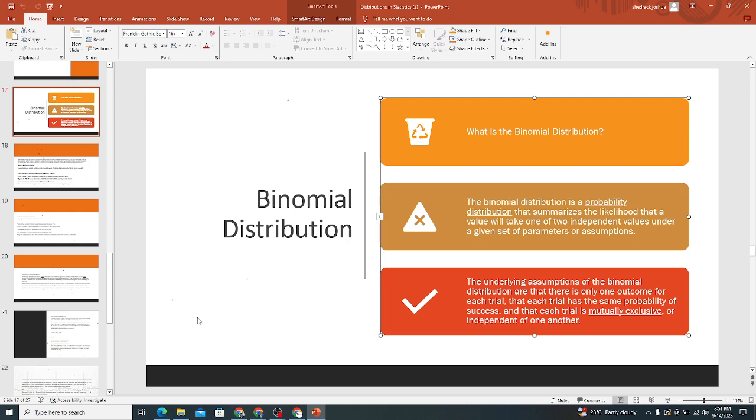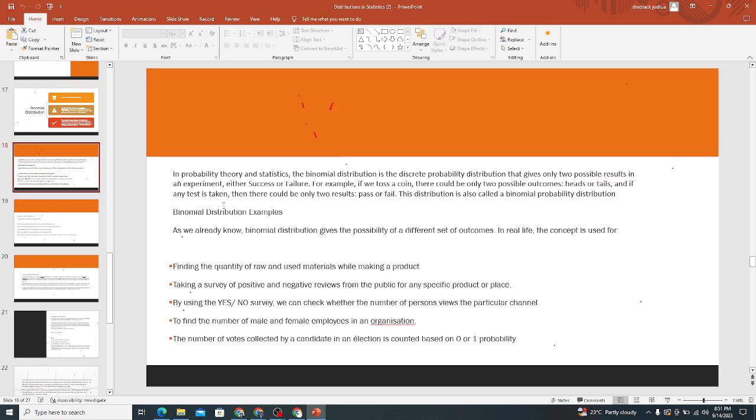All right, now let's go to the second slide, that is in probability theory and statistics. The binomial distribution is a discrete probability distribution that gives only two possible results in an experiment. Of course, we had discussed this.